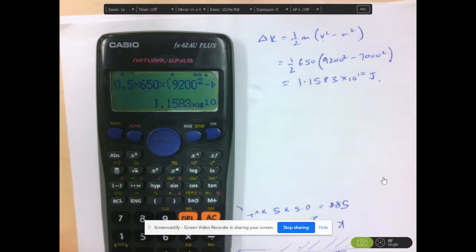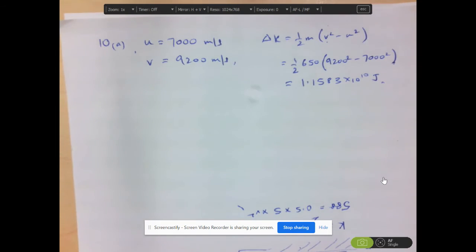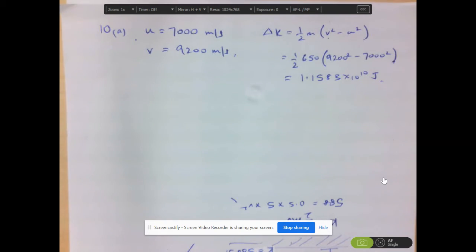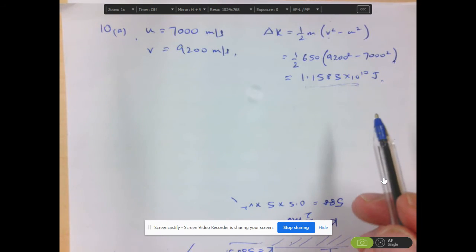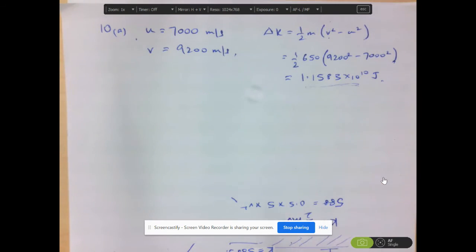Let me just check that I've got the right answer, otherwise it's no use keeping going. Yep, that's good. Okay, so that's the amount of energy that is needed to do this change of velocity. So where's that energy going to come from? It's going to come from the hydrogen.